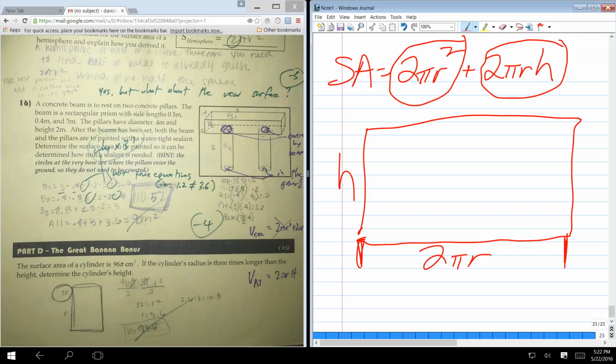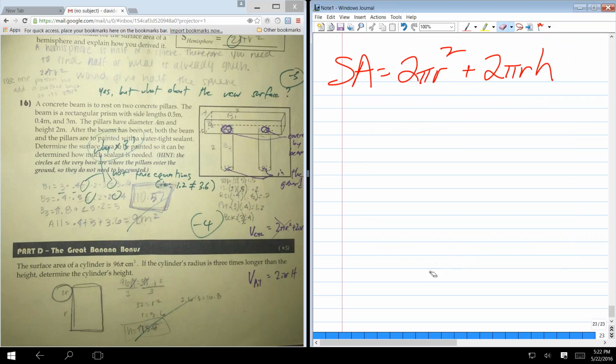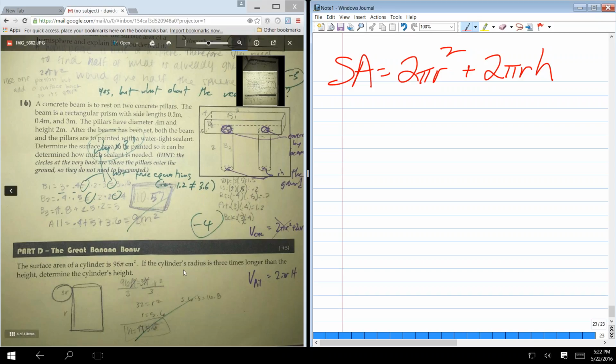You with me? Okay. Now we still have to go further because they've made it into an algebra problem. But everything is about getting the general equation correct. Now they tell us the radius is 3 times longer than the height. Determine the height. Well, how am I going to write this?